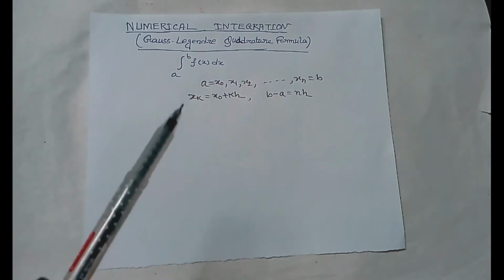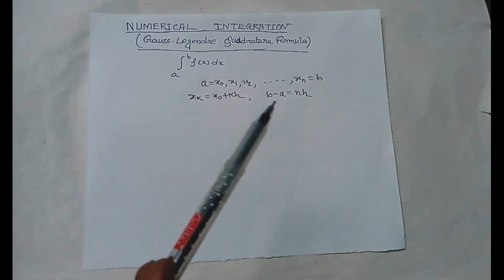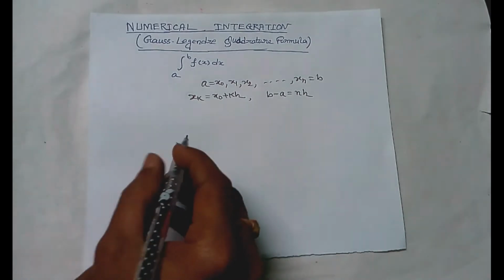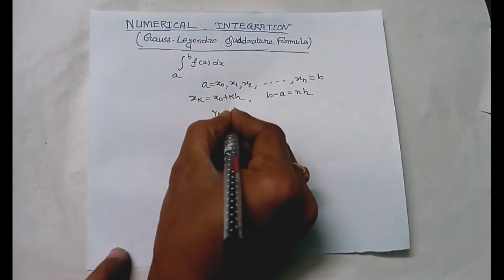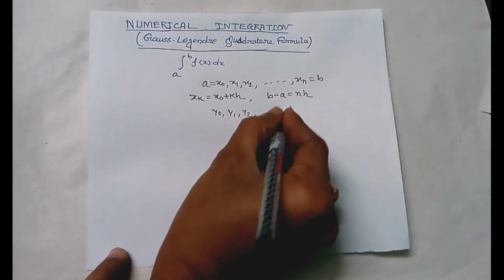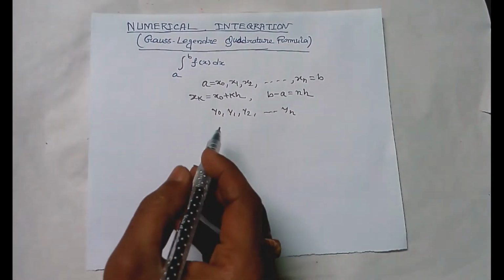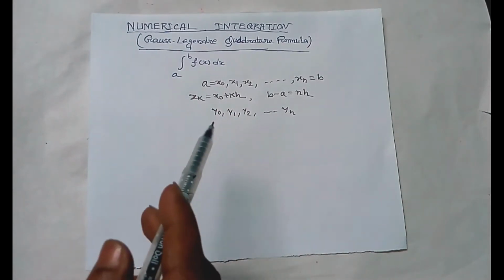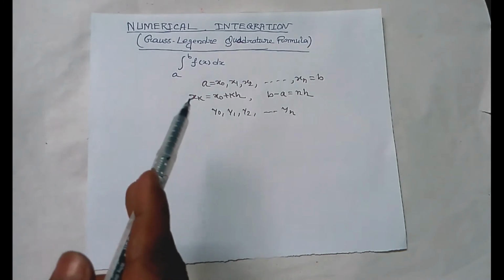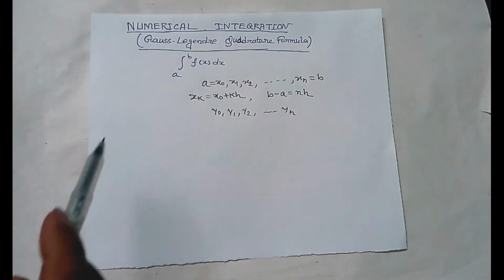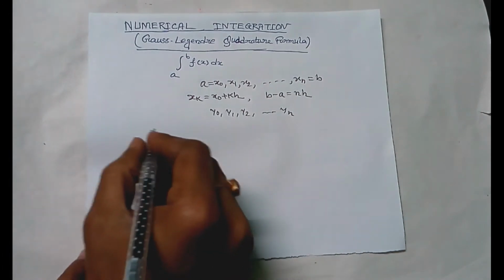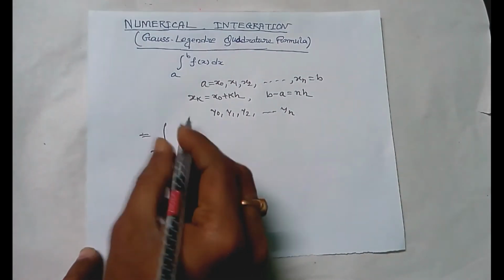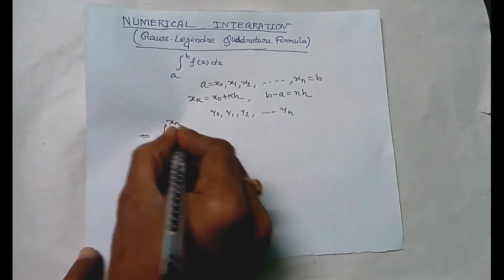Now we assume that the functional values at these arguments are known, which we may assume as y0, y1, y2 up to yn. So these are the entries at these arguments. Using these values we shall evaluate the value of this integral. So this is equal to, we may write here, a equal to x0 and b equal to xn.